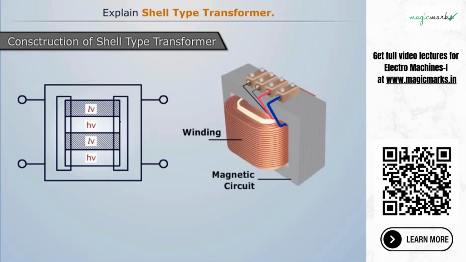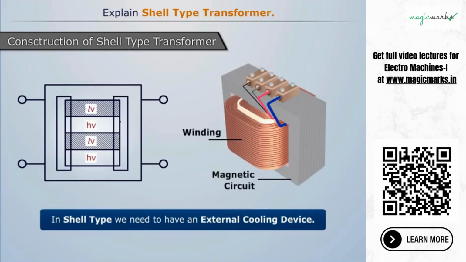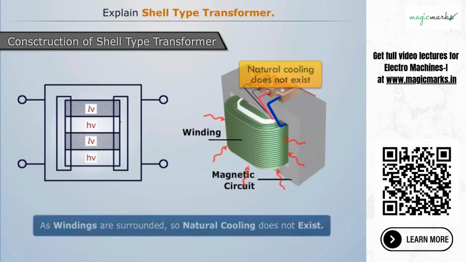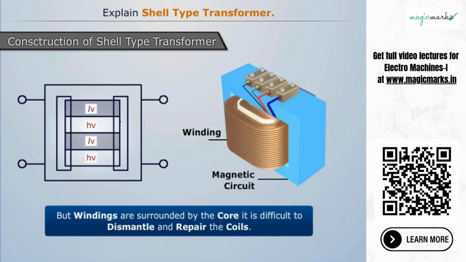Coming to its other characteristics. In shell type, we need to have an external cooling device. As the windings are surrounded, natural cooling does not exist. Also, as the windings are surrounded by the core, it is difficult to dismantle and repair the coils.